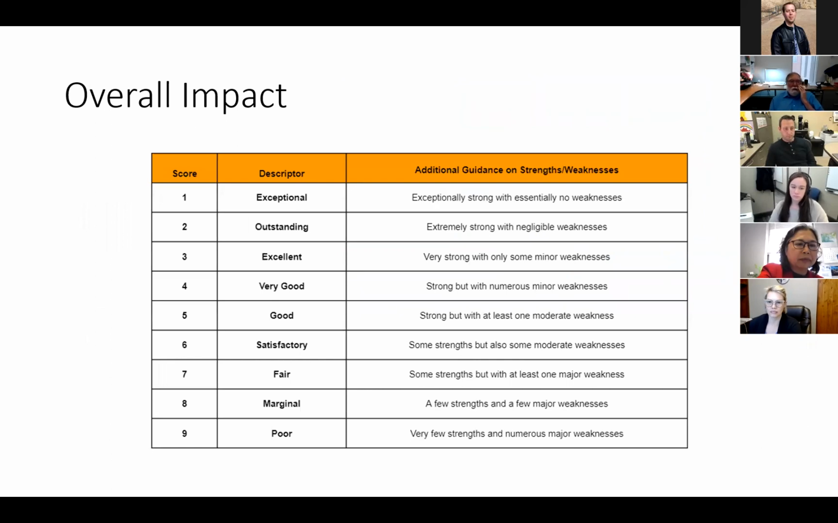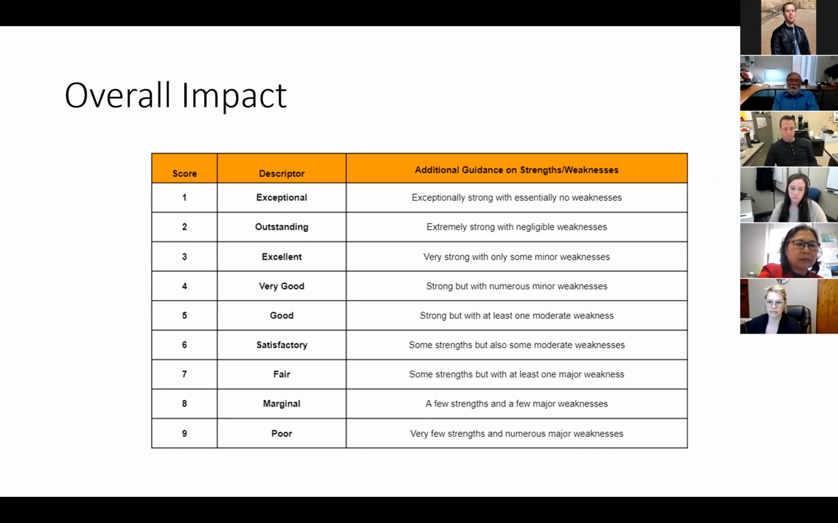So for the individual scores, if you have a 1, it's exceptional, and you find no weaknesses in that application. What you'll find in some study sections is the person will give it a 1 and have a bunch of weaknesses, and the chair or some of the reviewers will intervene to say, you can't do that if there's weaknesses. A 2 is outstanding, extremely strong, with negligible weaknesses. The weaknesses really won't impact the ability to complete the study. It would be minor weaknesses that might improve the study overall.